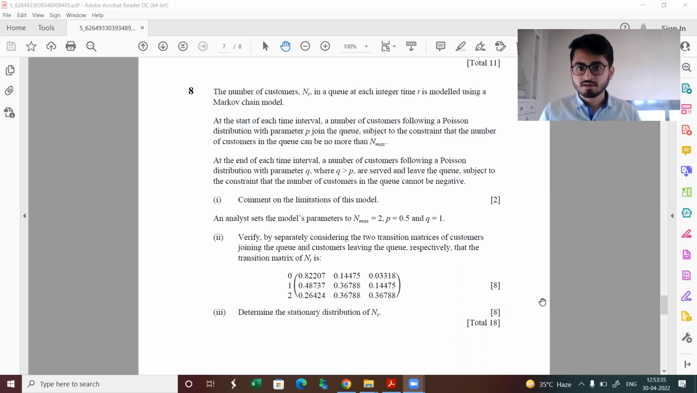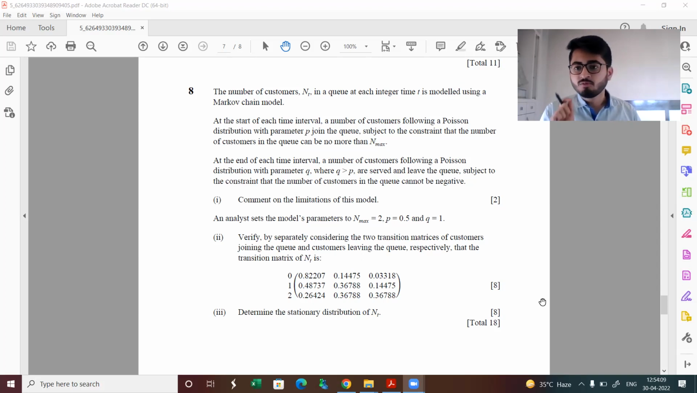Again, just a quick check. We assume that our viewers understand what a Poisson distribution is. Anyone with basic statistics background should be knowing this. At the end of each time interval, a number of customers following a Poisson distribution with parameter q, where q is greater than p, are served and leave the queue, subject to the constraint that the number of customers in the queue cannot be negative, which makes perfect sense. You cannot have negative people in a particular queue. At the most, you could have zero, but you cannot have -1 customer in a queue.